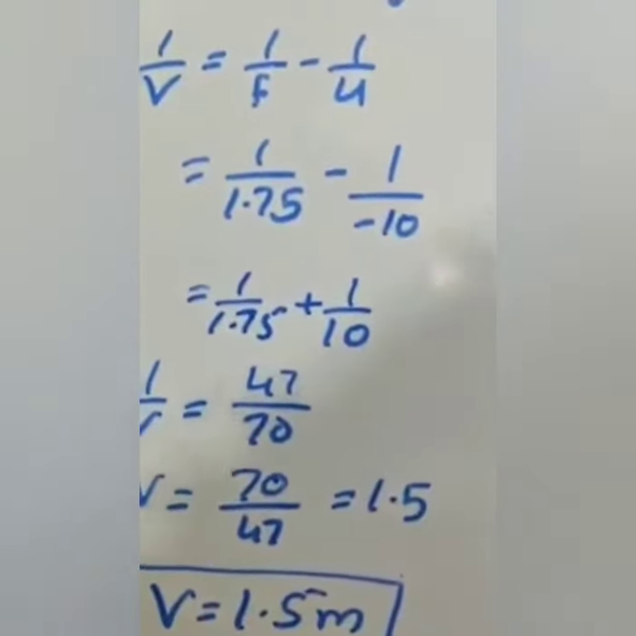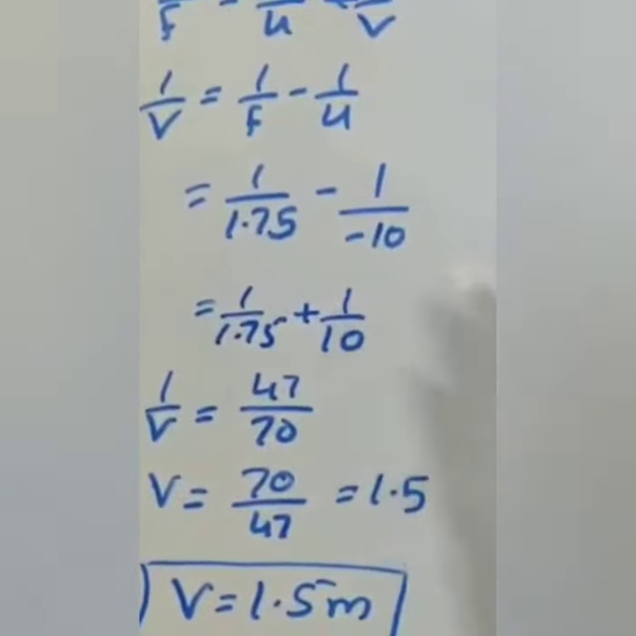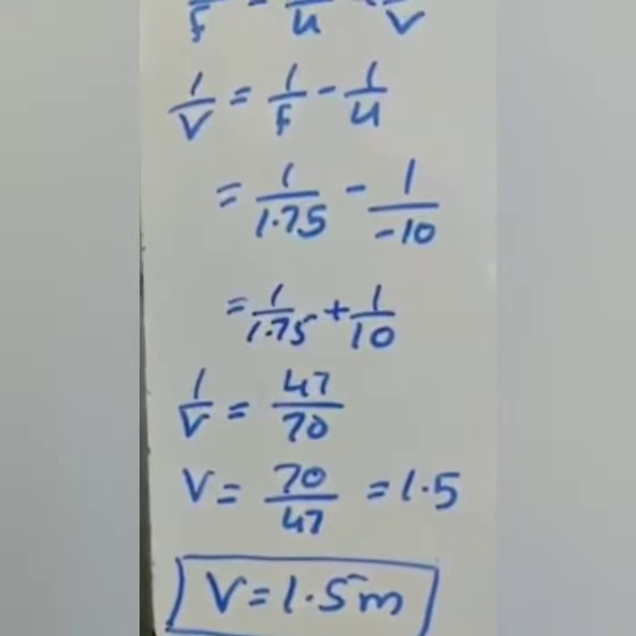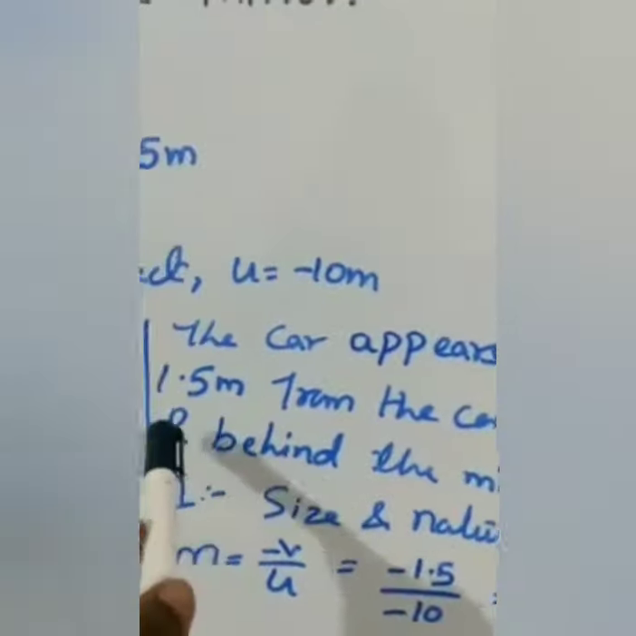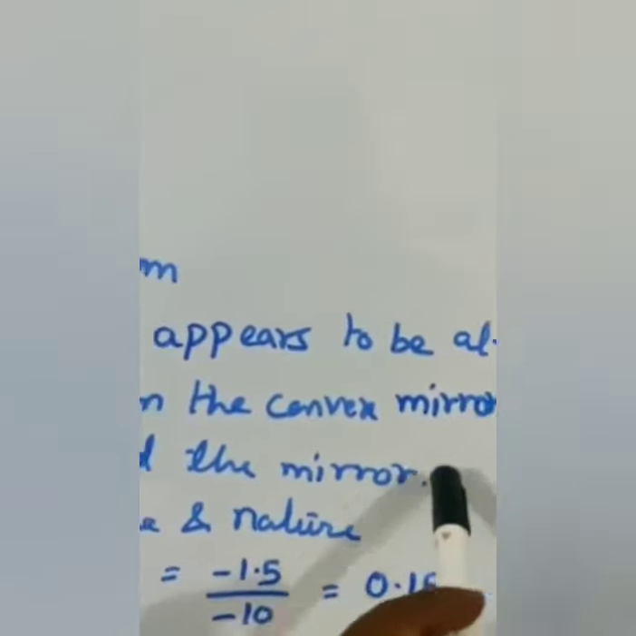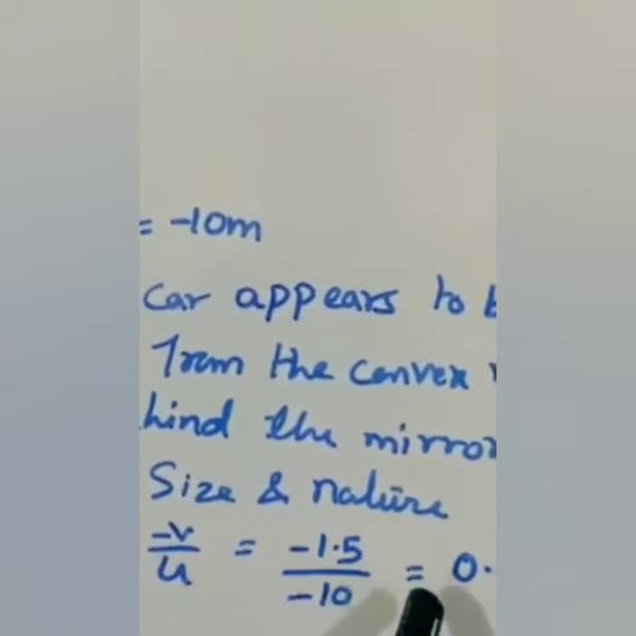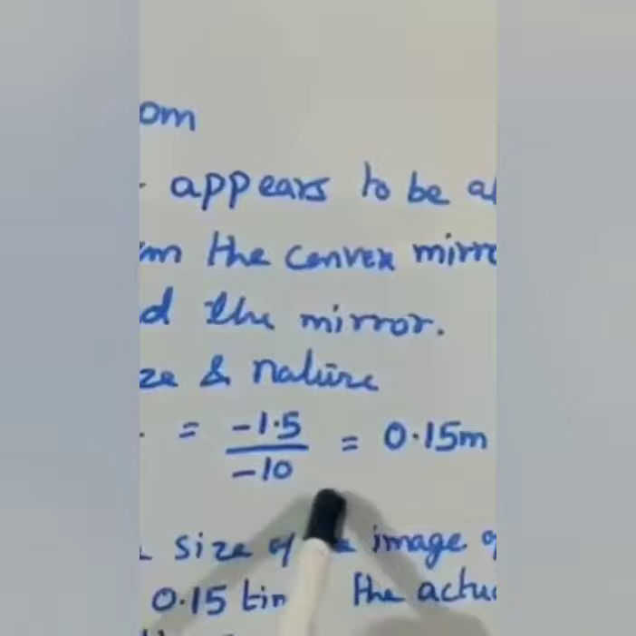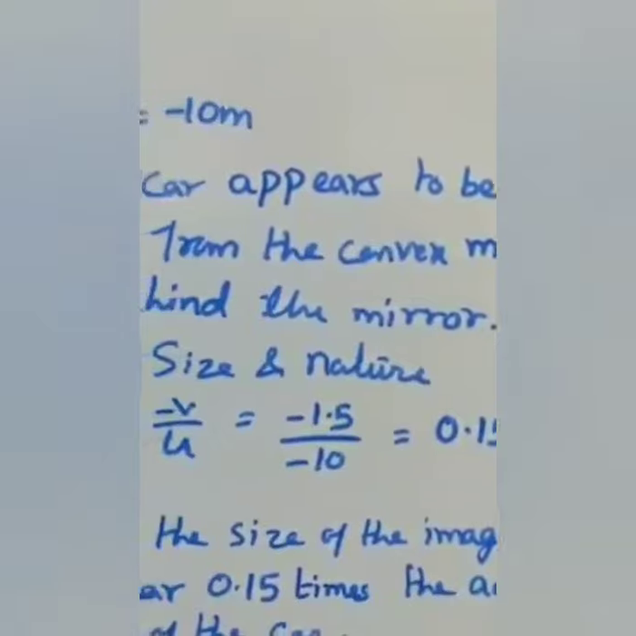So in the convex mirror, the value of V came positive. Distance of the image is 1.5 meters, so it will be behind the mirror. The car appears to be at 1.5 meters from the convex mirror and behind the mirror. Next, size and nature we have to find. M equals minus V upon U, which equals minus 1.5 upon minus 10. Minus minus cancel, and you will get 0.15.